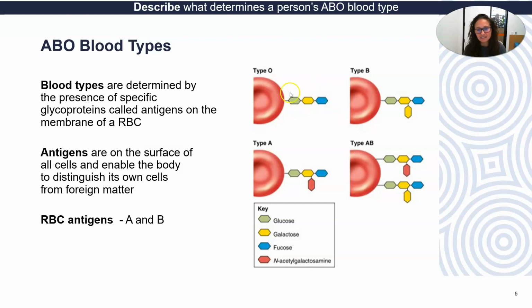Now, there are 4 different types of these glycoproteins. Can you see them there? They are called antigens. So blood typing is all about what antigens you have sticking out of your red blood cells, okay? So when you have a look at all the different blood types, that's what it's all about.